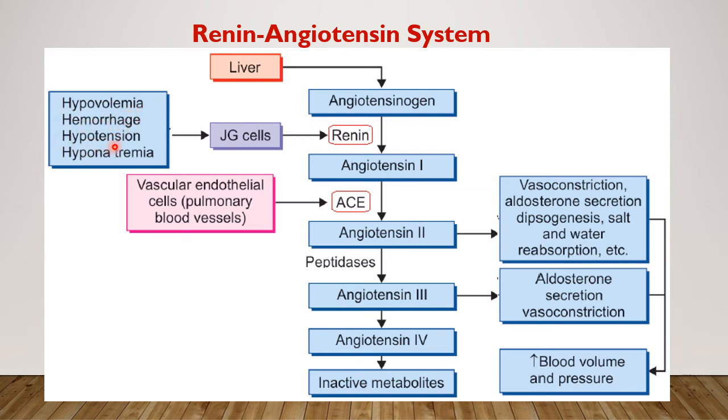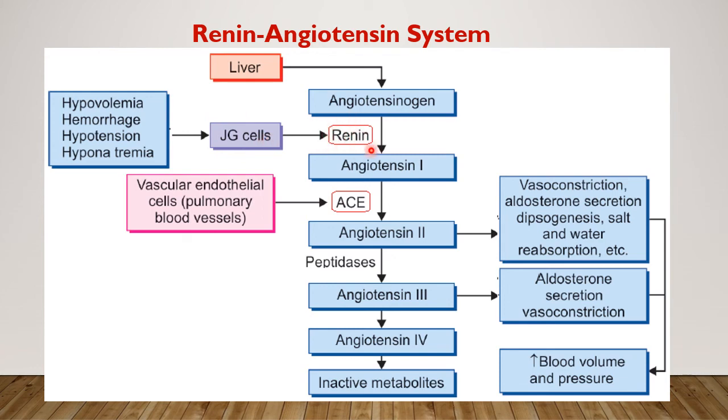Then hypotension, decrease in the blood pressure. Then hyponatremia, that means decreased sodium concentration. With that, there may also be another factor, that is hyperkalemia. So all these factors will cause the release of renin from the juxtaglomerular cells.